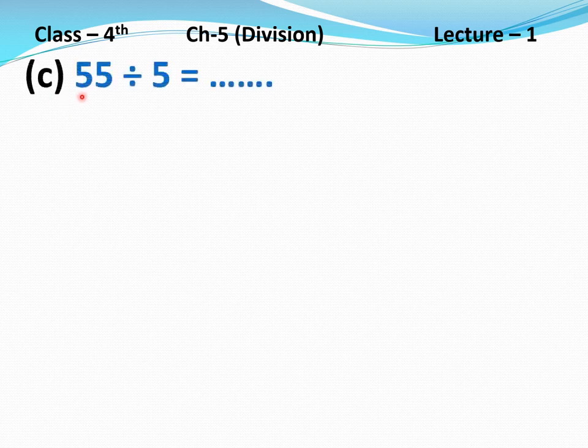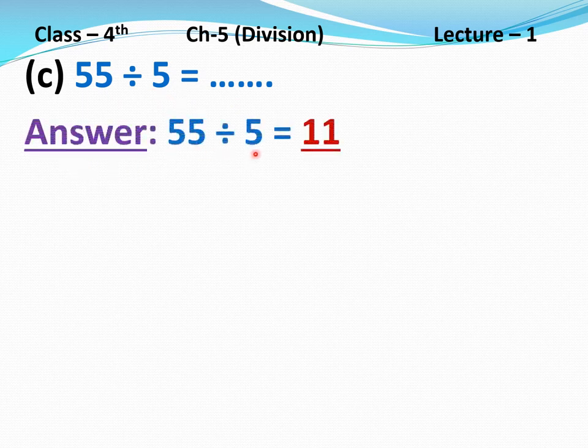Now C part: 55 divide 5 equal to dash. It means we will divide 55 by 5. So we will get 11. Okay. So write down the answer. 55 divide 5 equal to 11. So 11 is the answer.